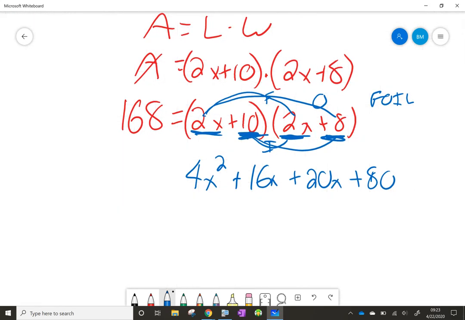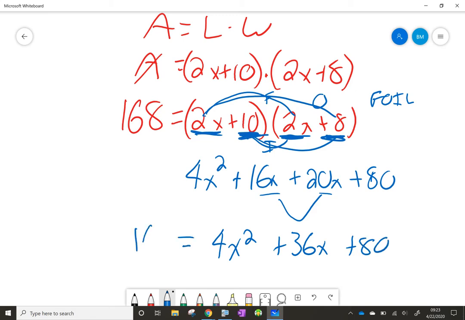Okay, so we have like terms here, the x terms that we can combine together. 16x and 20x. How many x terms is that? That's 36, right? So let's say 4x squared plus 36x plus 80. Now don't forget that this is still all equal to 168.